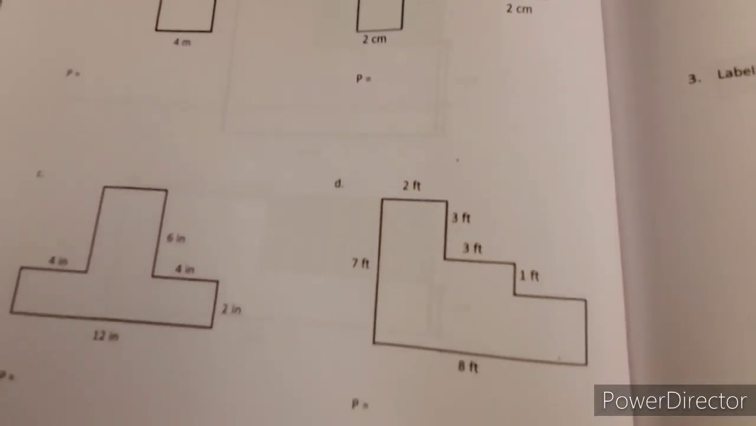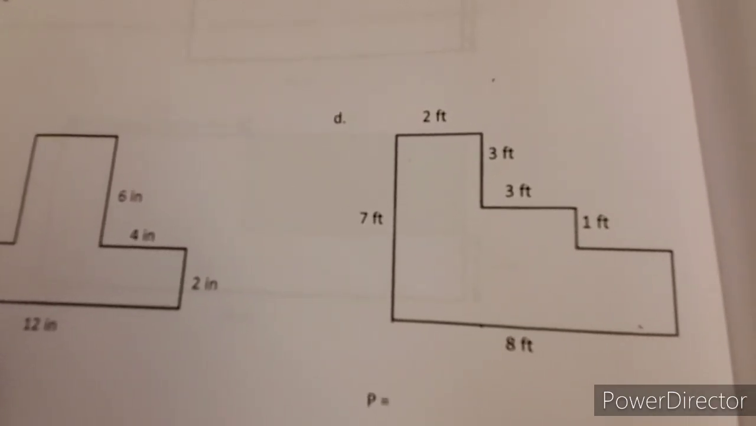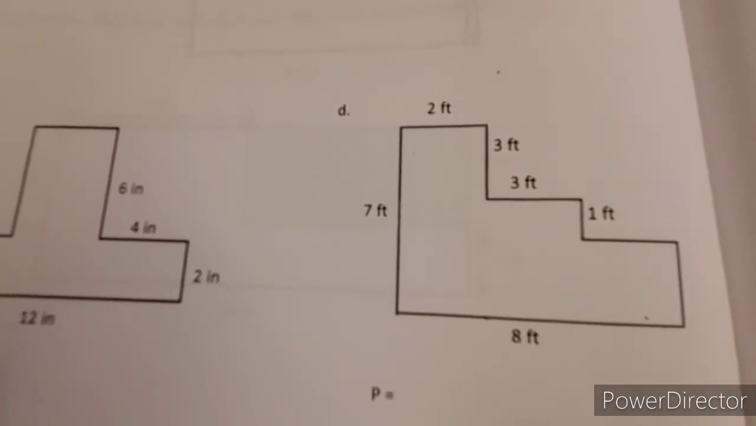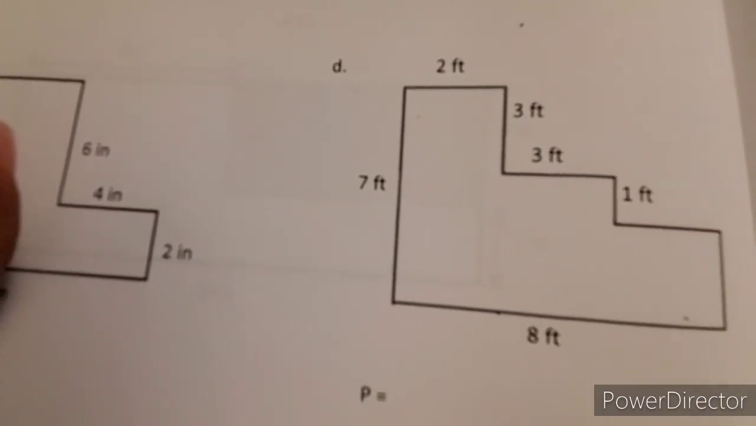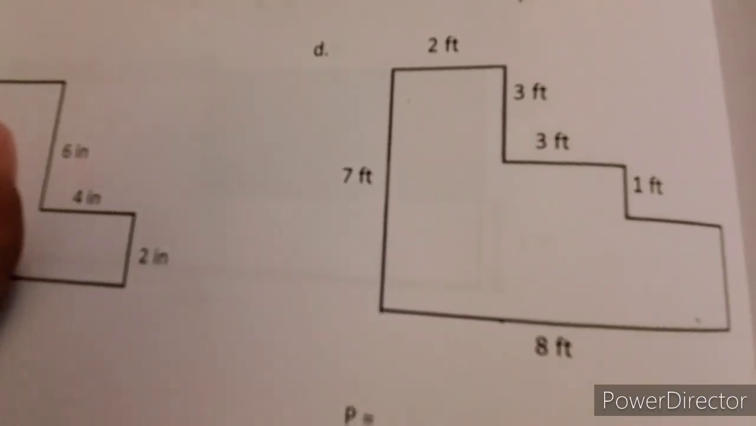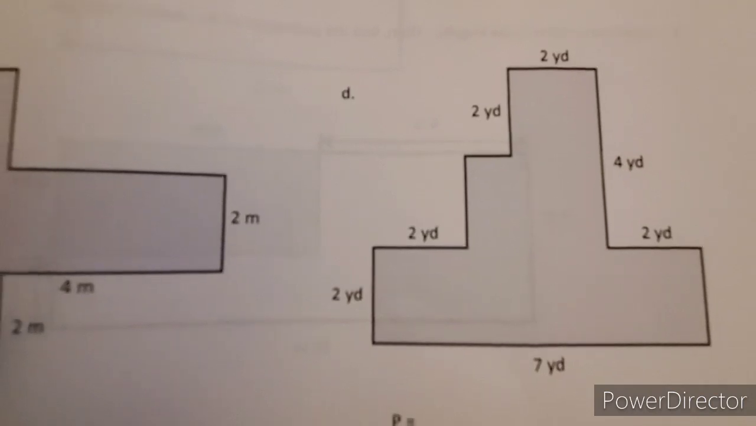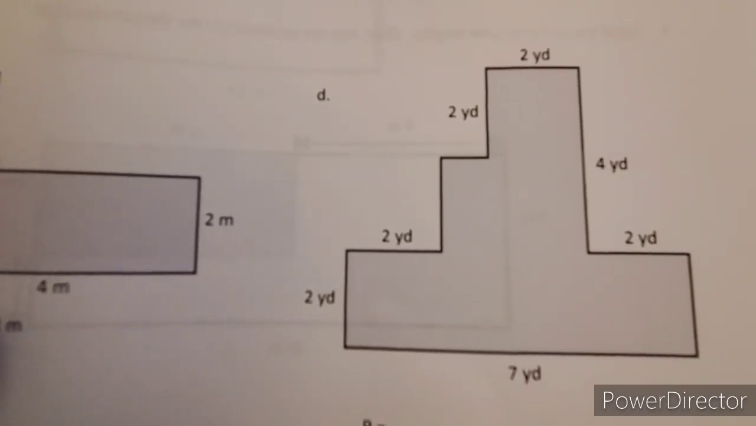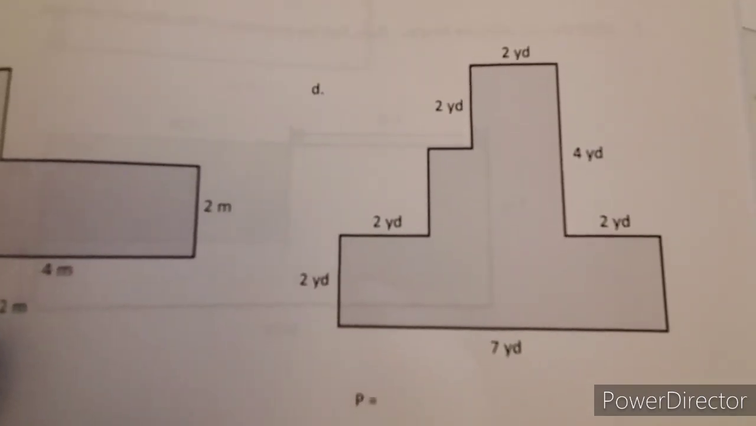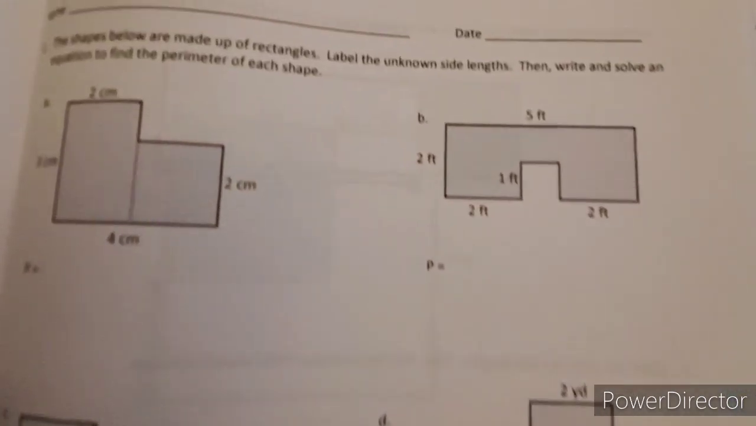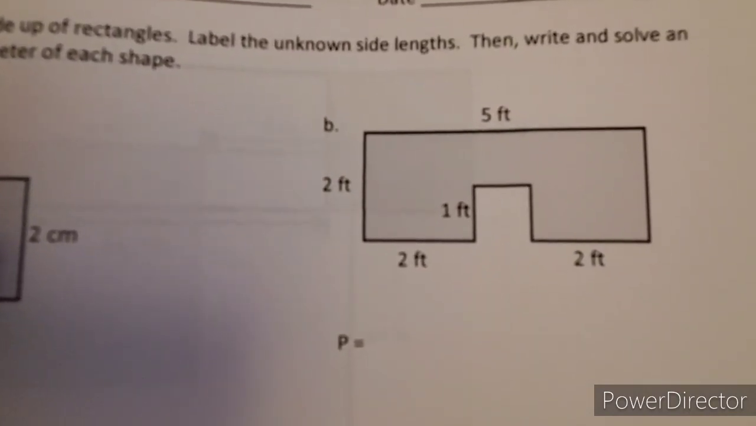Also, this one here is a nice one. You want to pause the video and identify the missing sides and then find the perimeter of it. Also, this one, pause it and find the perimeter of this shape here. And also this one. Remember to pause and then find the perimeter of it.